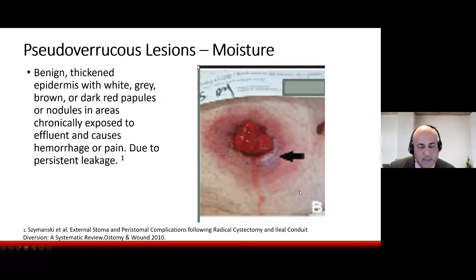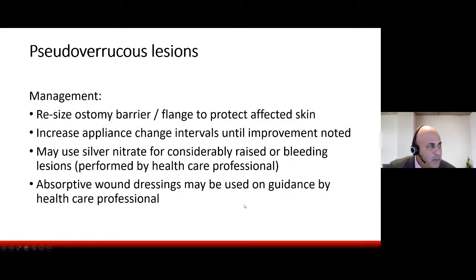And in this case, the best course of action is to choose the barrier opening and the specific type of barrier and accessory products that will help avoid this problem. Pseudoverrucous lesions are really managed simply by, again, resizing the barrier.